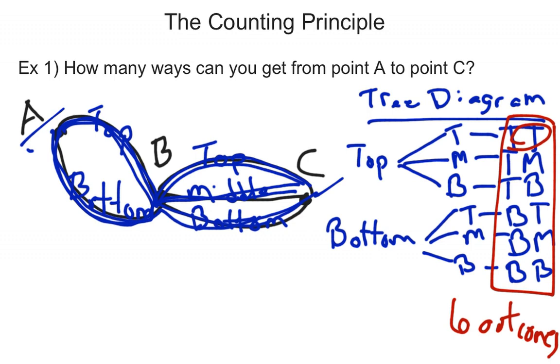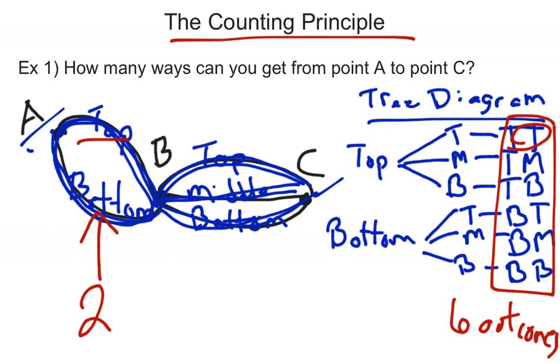That's not what the counting principle is, though. The counting principle is super, super easy. For the counting principle, all you're simply going to do is, my first choice is which road do I want to take from A to B, and how many choices are there? Well, there are 2 choices, because we could choose either the top or the bottom. There are 2 different choices. And then the next choice is, from B to C, how many different choices do I have? Well, there are 3 of them.